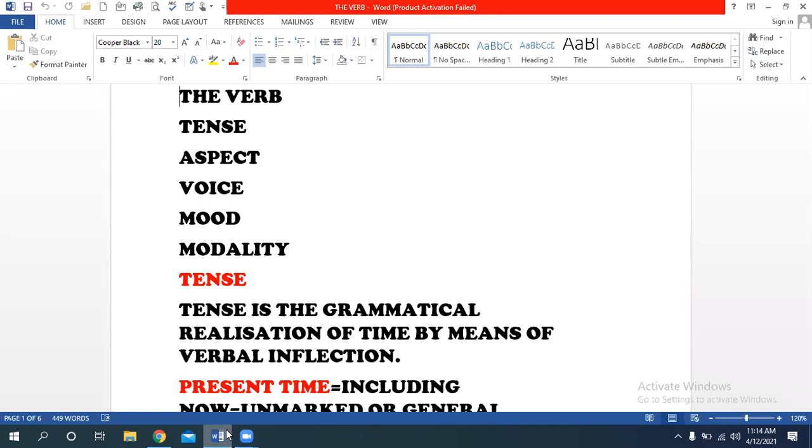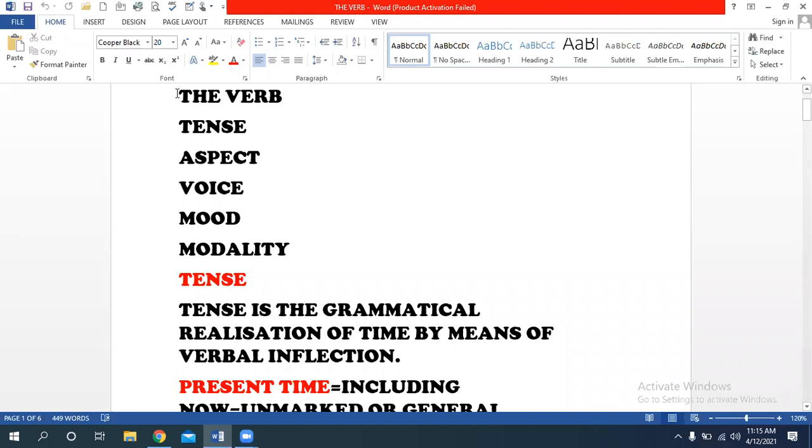So at the end of this topic, the verb, we will be able to cover the tense that is related to verb, aspect that is related to verb, mood that is related to verb, and reference that you have already studied, but we will try to relate it to the study of the verb, study of the tense in English language.